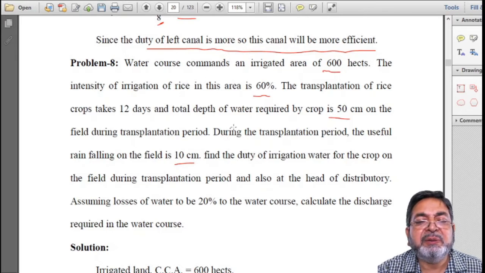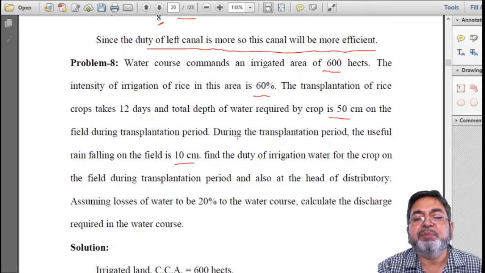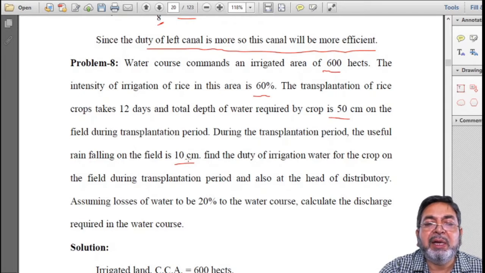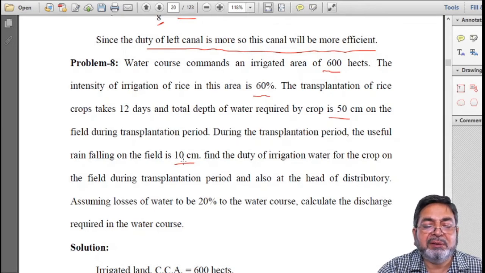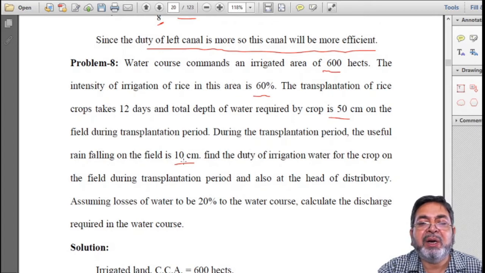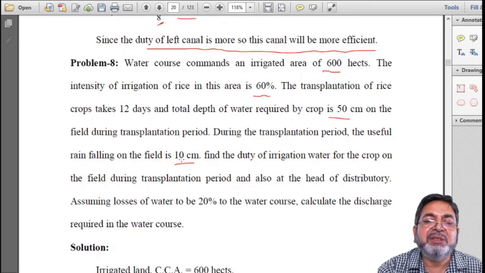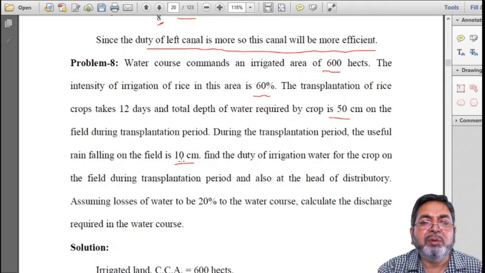First, let me explain to you what is transplantation period. What is transplantation of rice crop? Actually, some crops are not directly sown in the field. First, they are sown in the nursery, and when a sufficient height of the plant is achieved, then it is transferred to the actual field where cultivation is done. This is called transplantation, from nursery to main field.